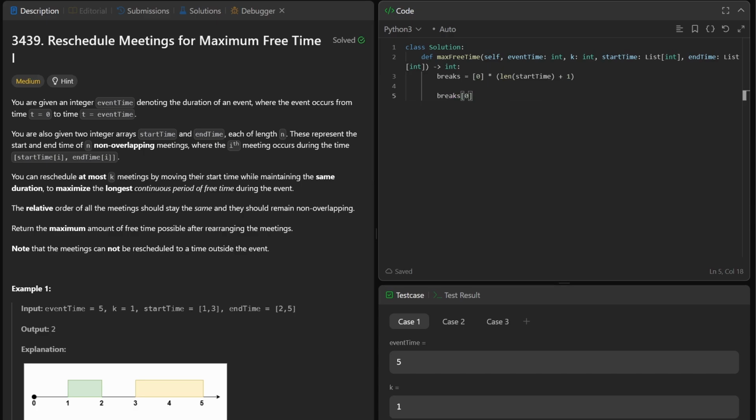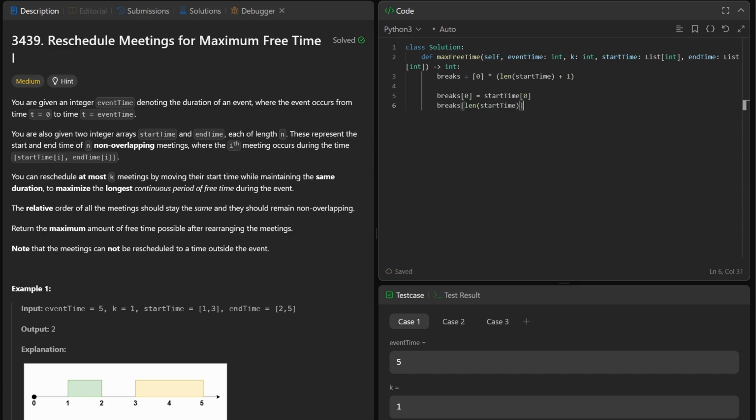So again, that's the first break before the first meeting. It's just going to be equal to start time 0. And the reason why is, for example here, whatever the start time is, that will be the length of the break, because whenever we're starting that, any time before it is a break.